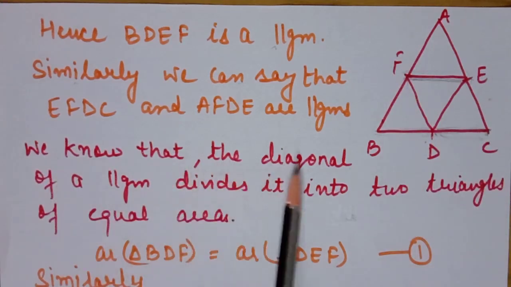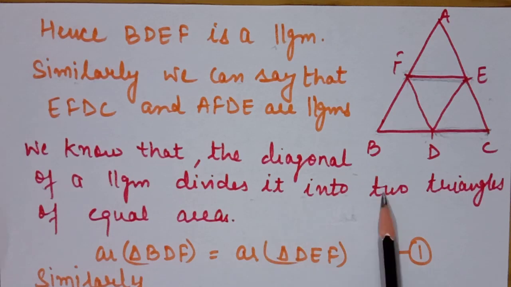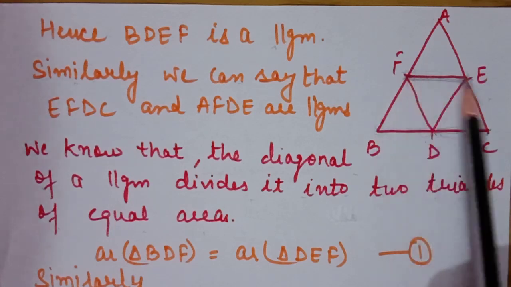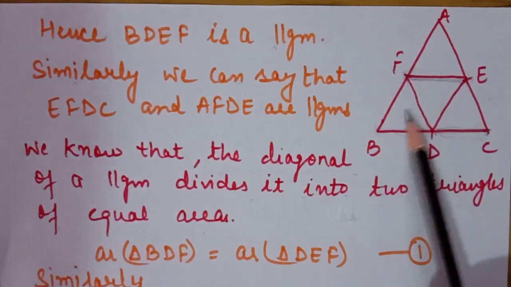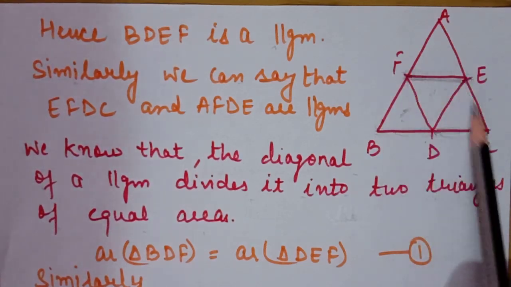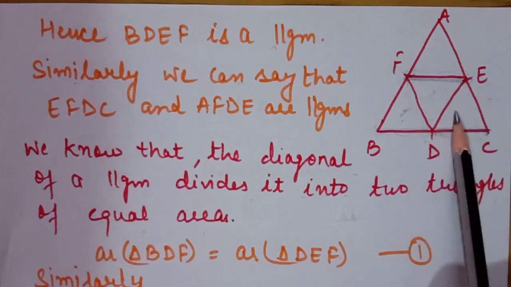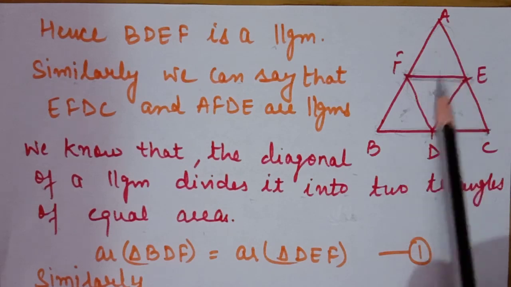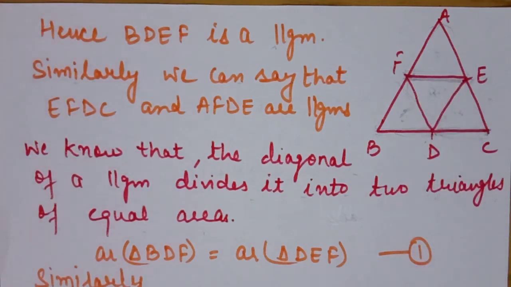So we know that the diagonal of a parallelogram divides it into two triangles of equal area. We know it very well also. In BDEF, this is the diagonal, so the areas of these two triangles are equal. Similarly, this is a parallelogram also, so the areas of these two triangles are equal. In this one too, the areas of these two triangles are equal.